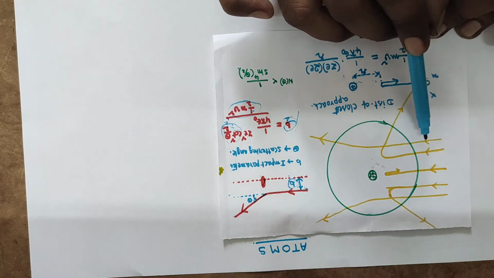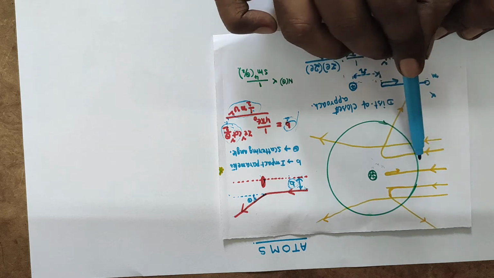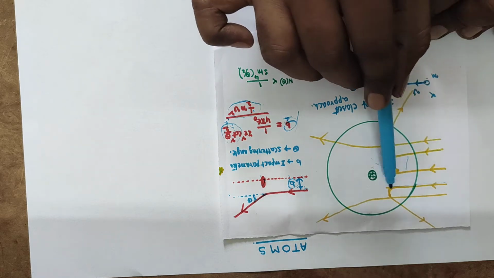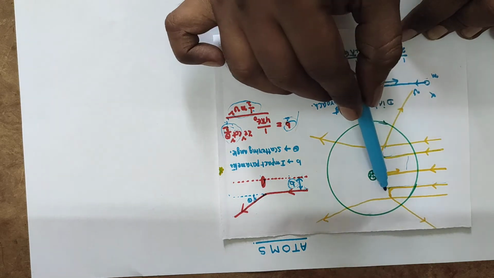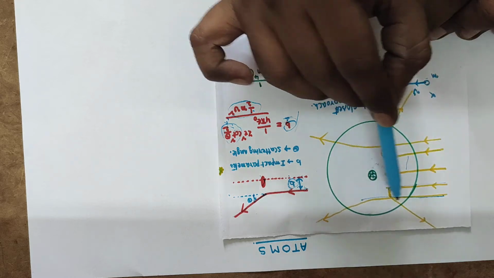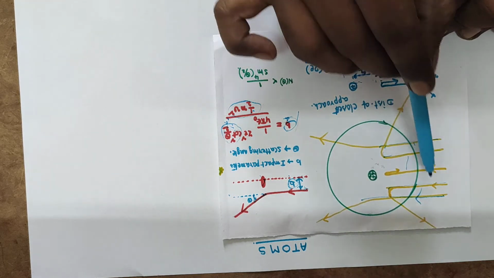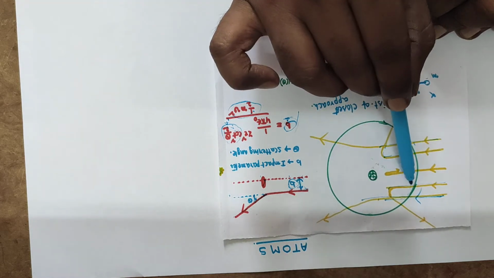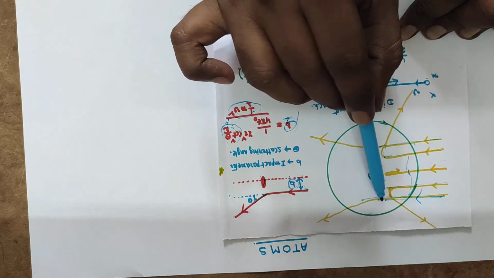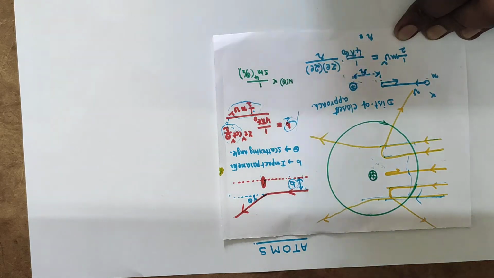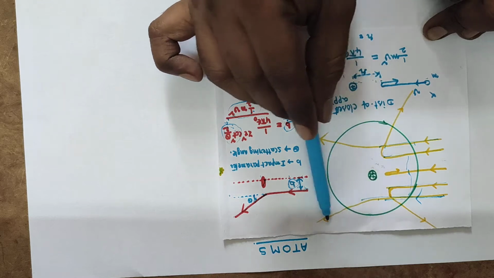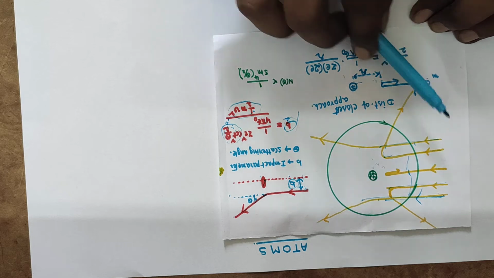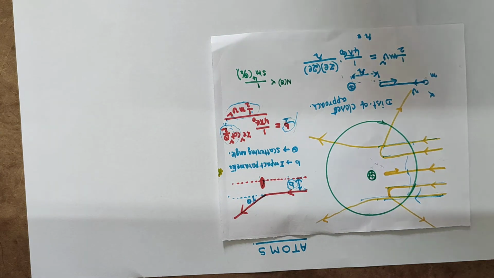That means alpha particles coming with a smaller impact parameter, something like this, these alpha particles will scatter more, whereas for these alpha particles, you see, the impact parameter is a little bit more. That's why they scatter with a less scattering angle, they will deviate with a less scattering angle. So these are the results of the Rutherford experiment.